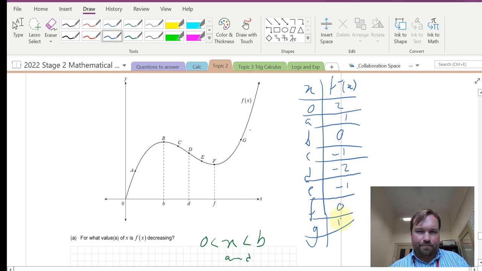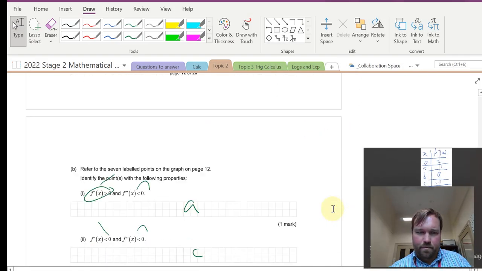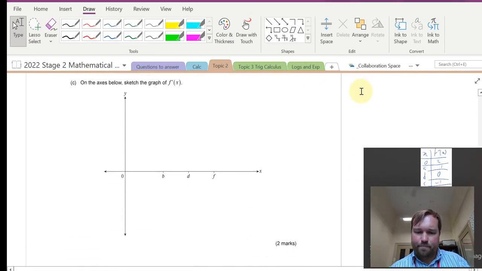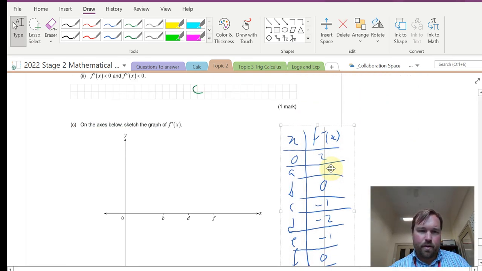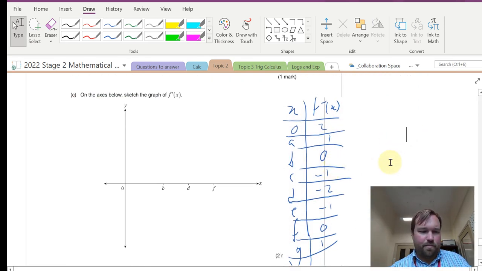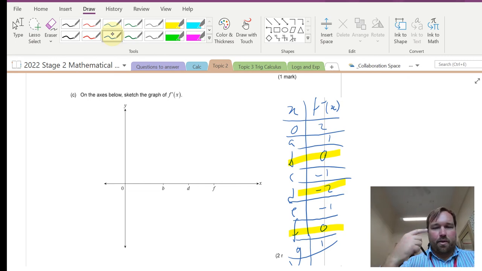Alright, we grab that. Take it on down. Sketch it. Now, conveniently, they've put B, D, and F. B, D, and F are clearly quite important. B, it turns. F, it turns. D is that inflection point. They were all about the original.